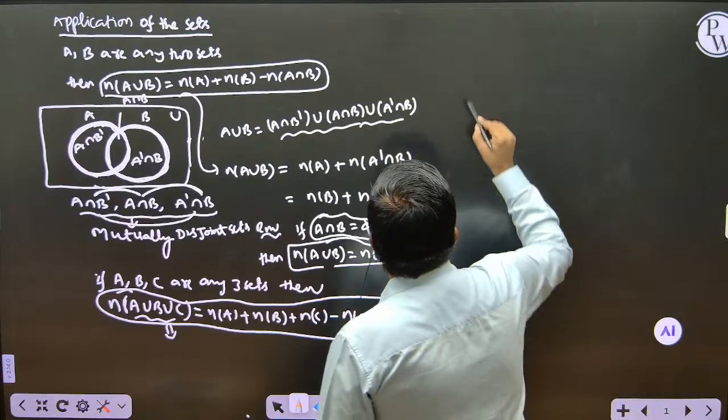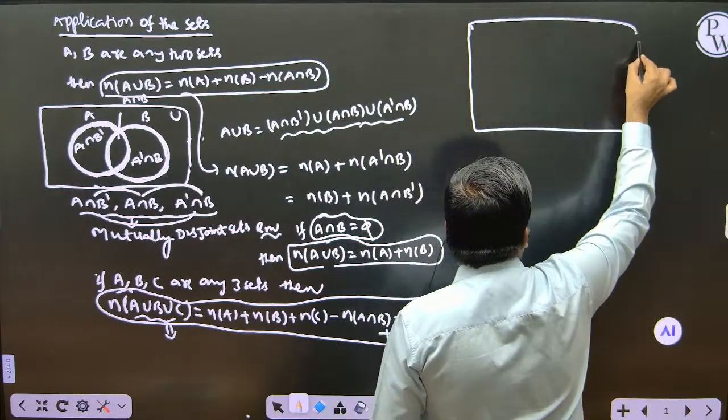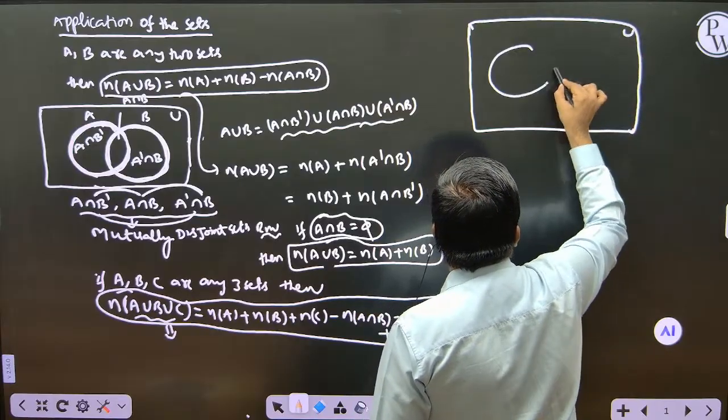So how should you understand this diagrammatically? Diagrammatically means by making use of a Venn diagram. Here we have three sets.